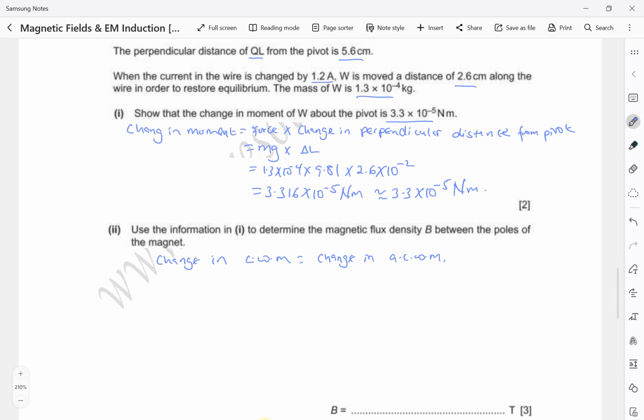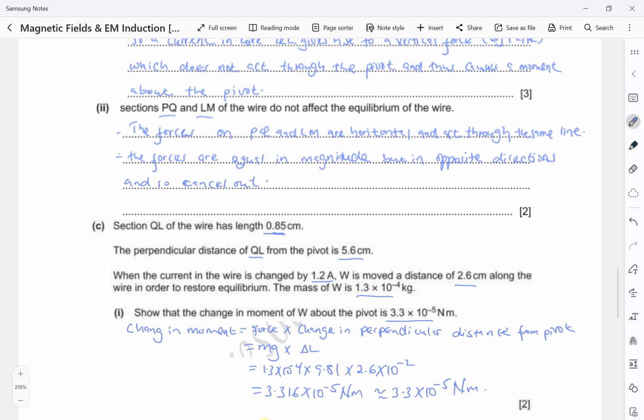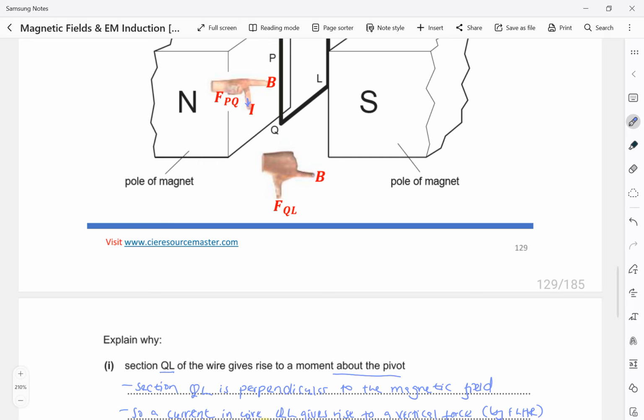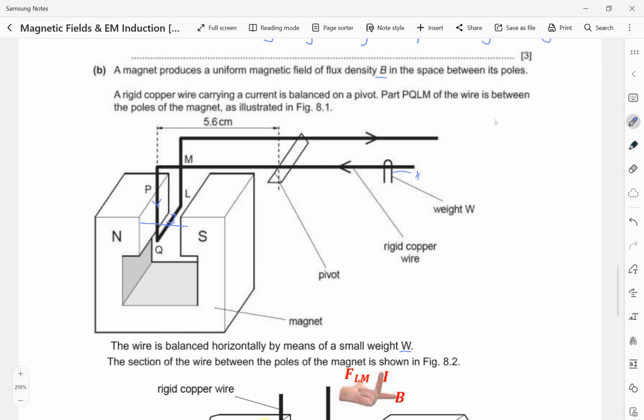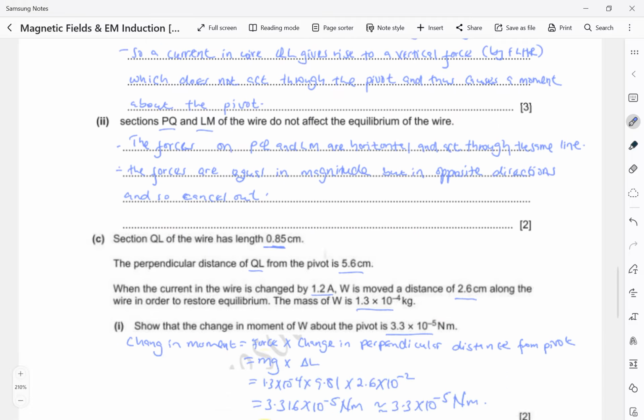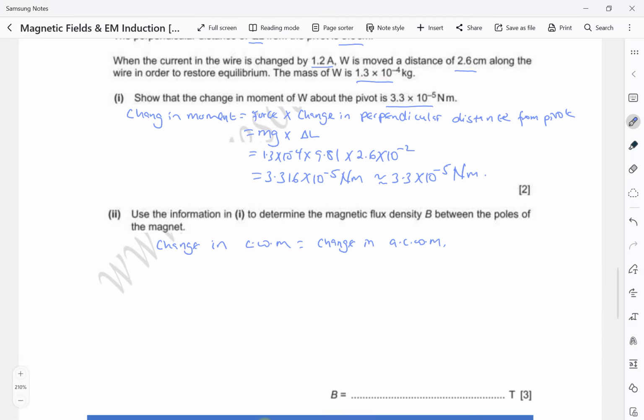So we know that the change in anti-clockwise moment is going to be caused by the force on this section here. The force on this section here is what disturbs equilibrium in the anti-clockwise direction. So by moving the weight further, we now bring in a clockwise moment to balance the anti-clockwise moment. Therefore, the change in the anti-clockwise moment should be equal to the change in the clockwise moment, and the change in the anti-clockwise moment is going to be equal to the magnetic force times the perpendicular distance from the pivot.